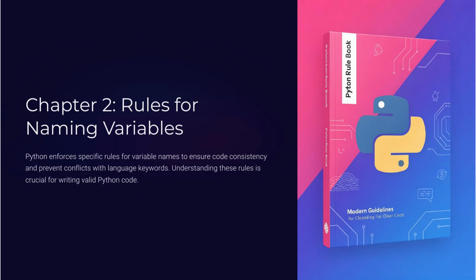Python enforces specific rules for naming variables to ensure code consistency and prevent conflicts with language keywords. Variable names must start with a letter or underscore, followed by letters, digits, or underscores. They are case-sensitive, meaning age and Age are distinct. Avoid using reserved keywords like if, for, or class.